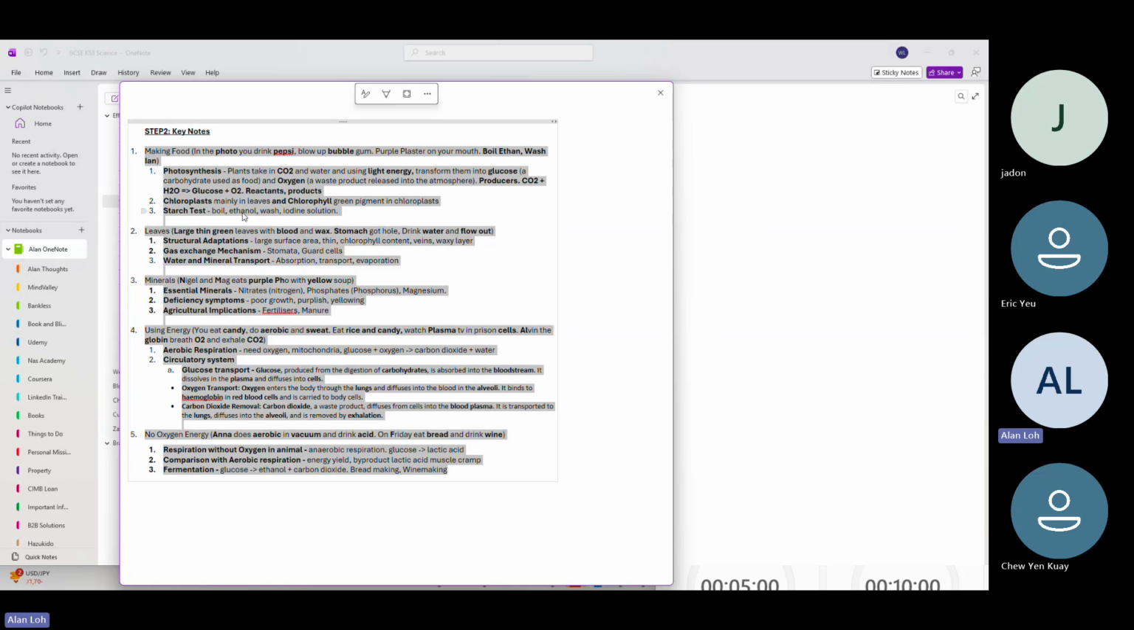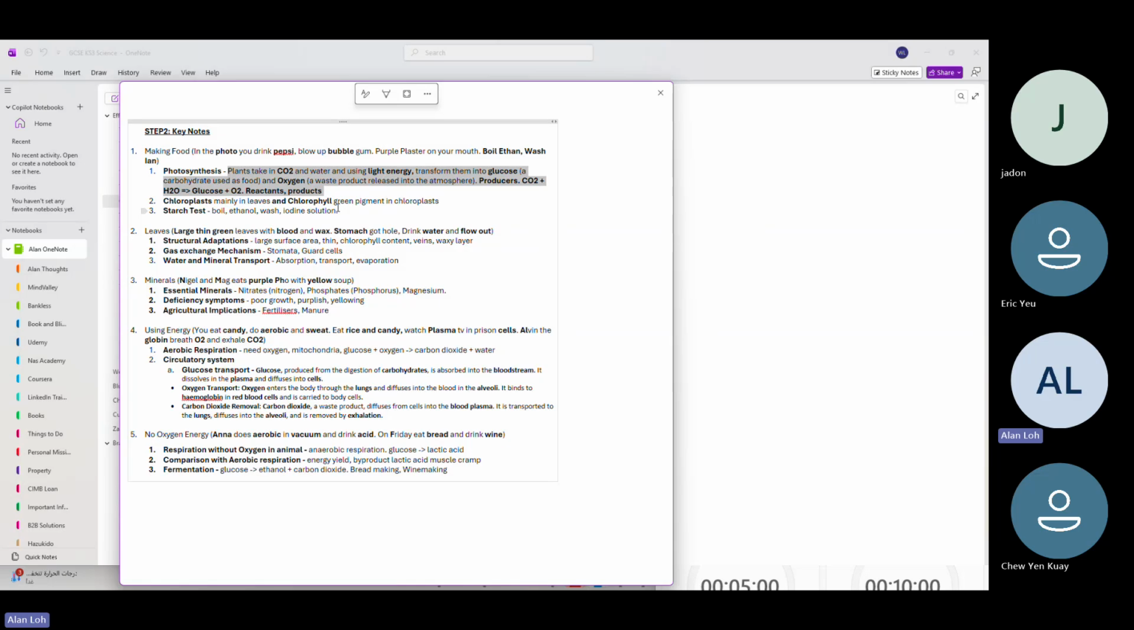So drawer number 1 is having photosynthesis, and is also talking about what is the process of photosynthesis. There is reactants, there is products. So reactants is the carbon dioxide plus H2O, which is water, and the product is glucose and oxygen.